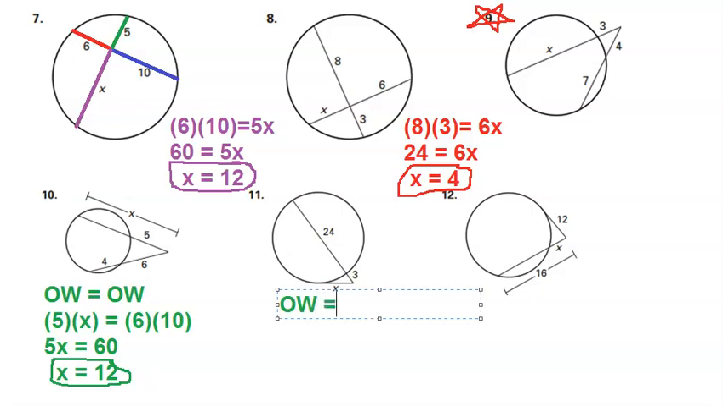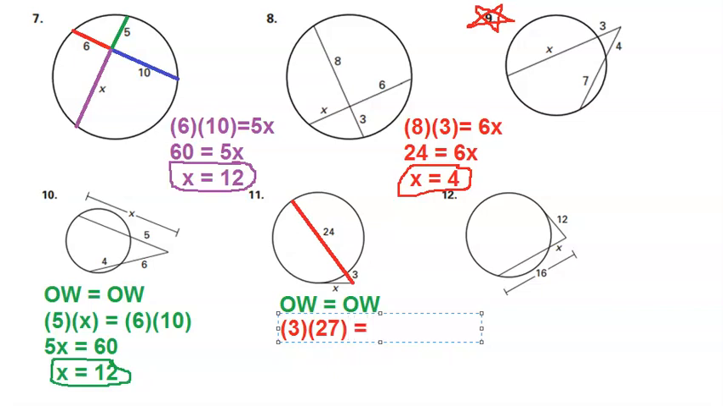Once again, we're going to have to do the out-out theorem. Let's look at that first line right here. The outside part is 3. The whole thing is 27 because you have an outside part of 3 and inside part of 24, so the whole thing is 27.